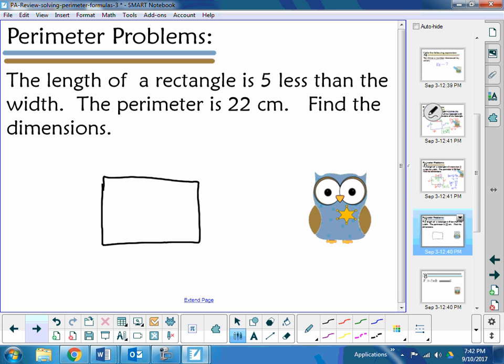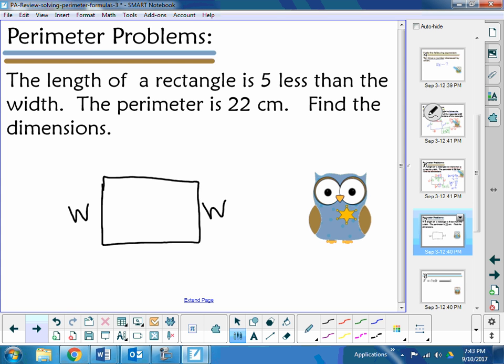Think about what we always label the width. Go ahead and do that. Okay, so you should have W on the left and the right hand side there.